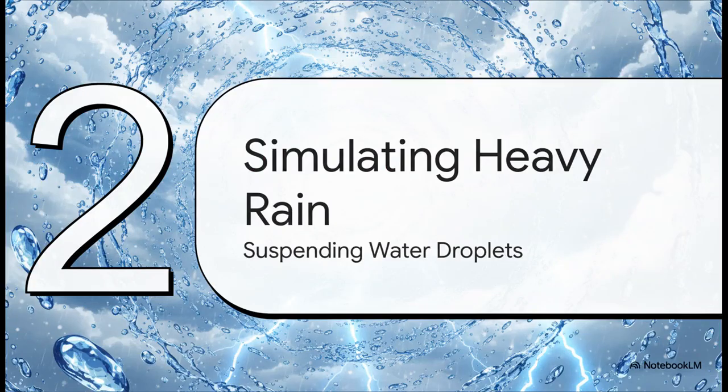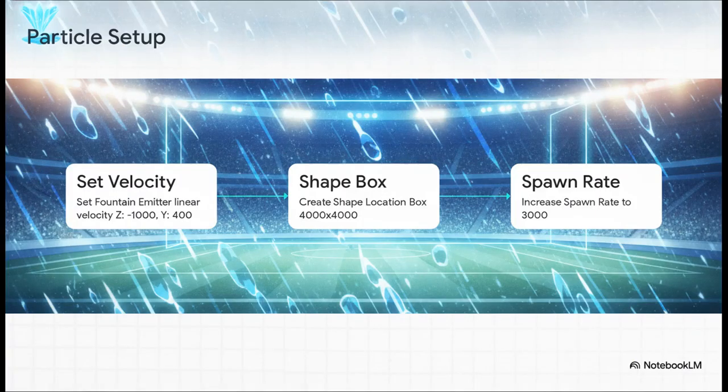Moving right along to section 2, simulating the heavy rain. With our camera moving smoothly around our frozen subject, we now have to tackle the environment, specifically the crazy challenge of suspending thousands of individual water droplets mid-air. It's time to play digital weather gods using Unreal Engine's Niagara particle system. We're basically translating a massive storm into easily digestible logic.